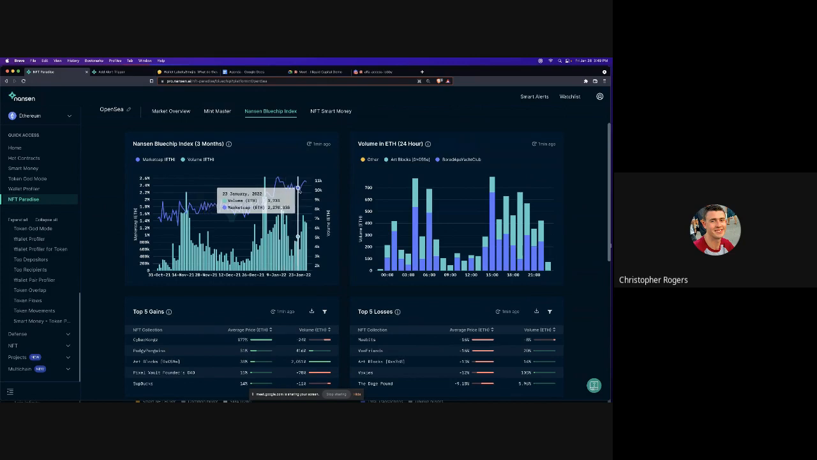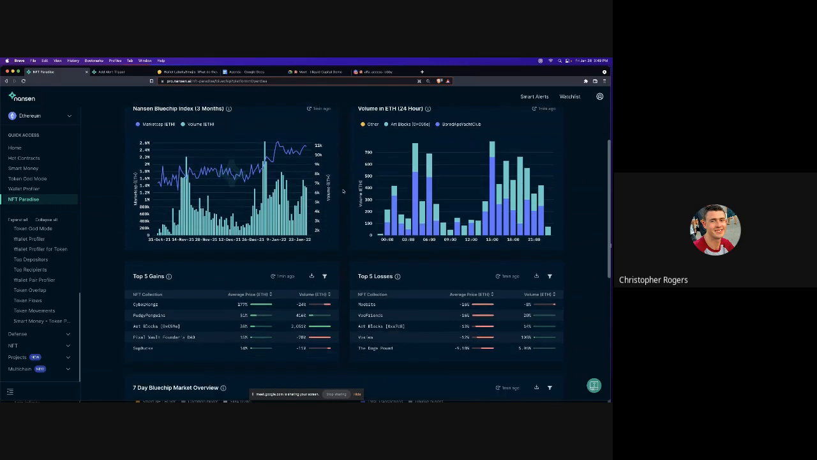Based upon that, we saw a little bit of a correction in terms of the total value or market cap of the Nansen Blue Chip Index. So potential opportunities to dive in or take a look at these collections. In addition to that, we're coming down a little bit further.